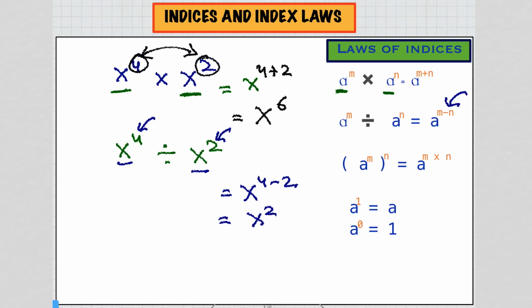So when the bases are same and we are multiplying them, we add the powers. When the bases are same and we are dividing them, we subtract the powers. I have done almost 2 separate videos on each of these indices laws, the first one and the second one. If you struggle with it, please have a look at my previous videos.